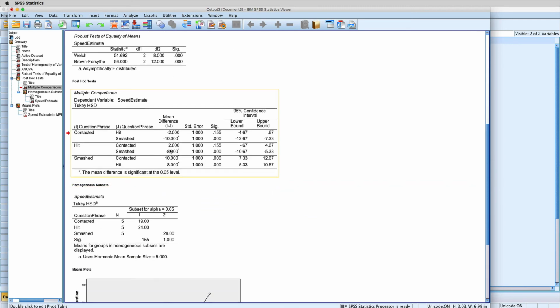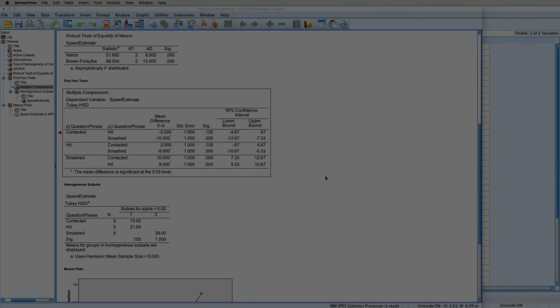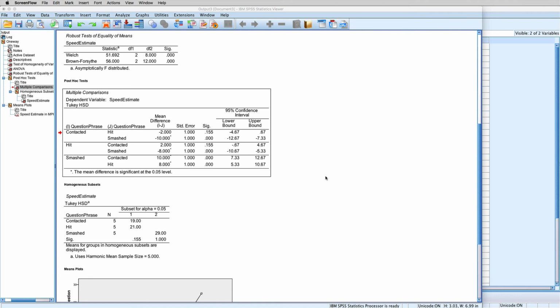Keep in mind that you could also calculate individual effect sizes for specific group differences. So if we wanted to calculate the R or the D for smashed compared to contacted, we could do that by using the formulas we used before within the t-test. Finally, we can go about showing how we would report this in an APA style report.